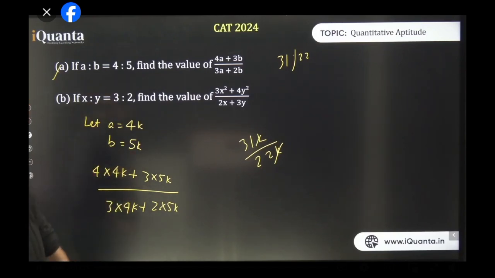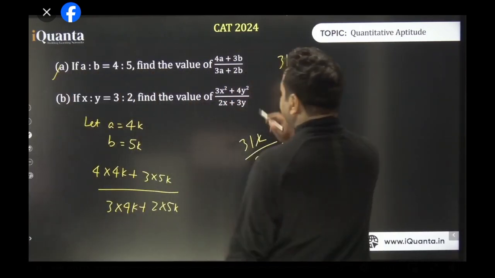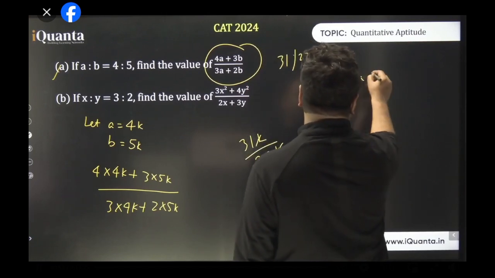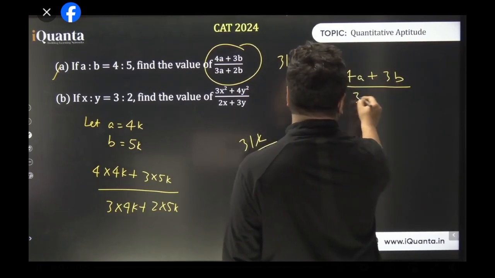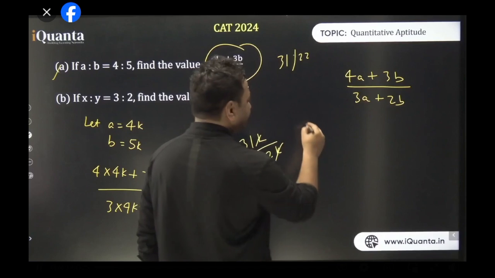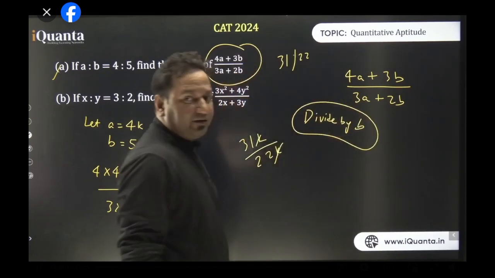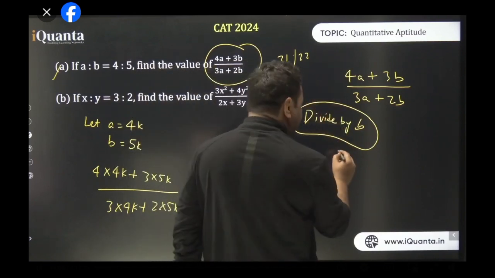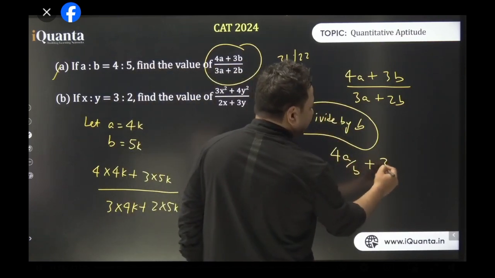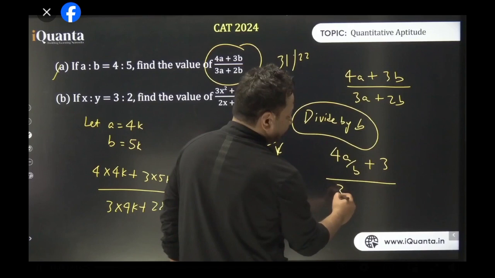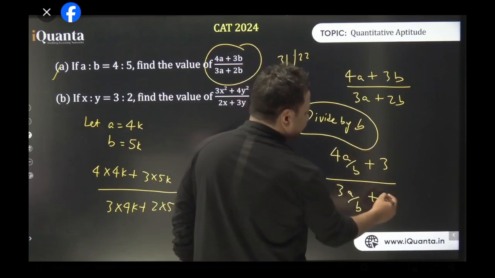There are multiple ways. Let us discuss the other way. So now we have (4A + 3B) upon (3A + 2B). If I divide this whole by B on the numerator as well as denominator, I'll get 4A by B plus 3B by B. B gets cancelled, only 3 is left. 3A by B plus 2B by B. B gets cancelled. This is what we have.